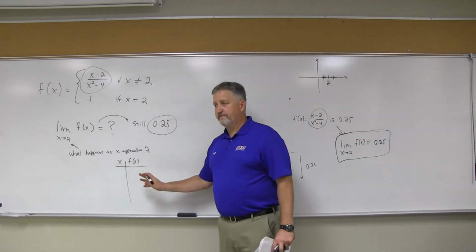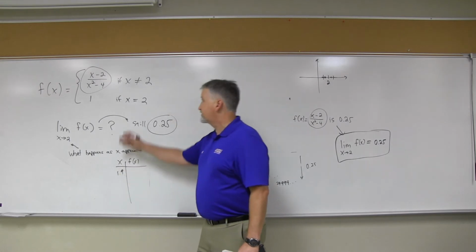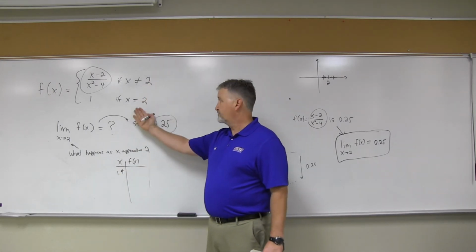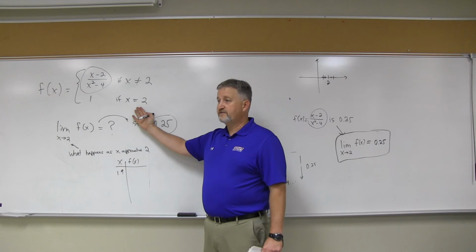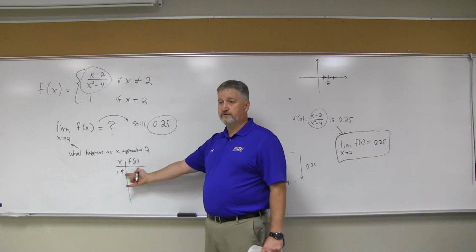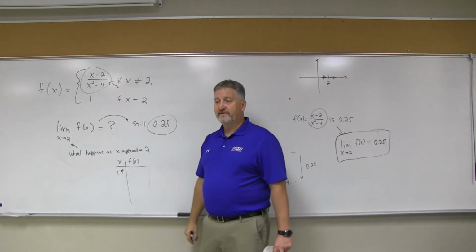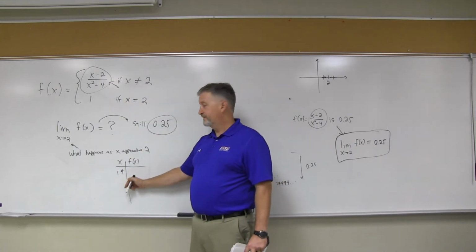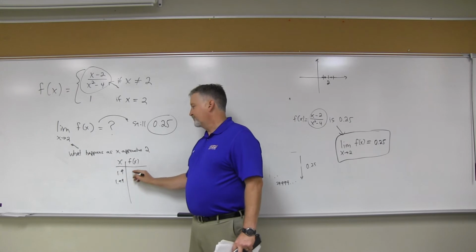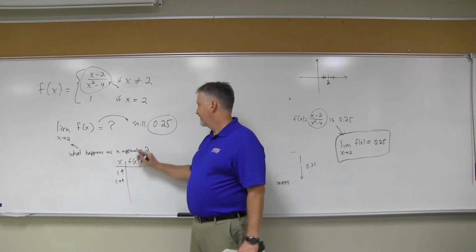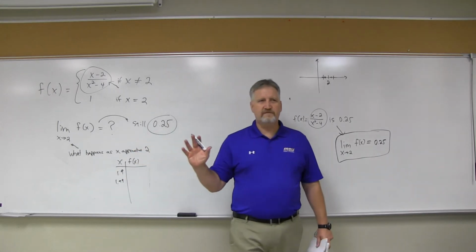If I'm going to do a table of values and I put in 1.9 here, which of those am I going to use? I'm not going to use this, am I? Because that's only if x equals 2. That's not x equals 2, is it? I'm still going to use this, you see, because it's not equal to 2. And 1.99. And those are going to be the same as before. Is that okay? 0.25 is still the answer there?